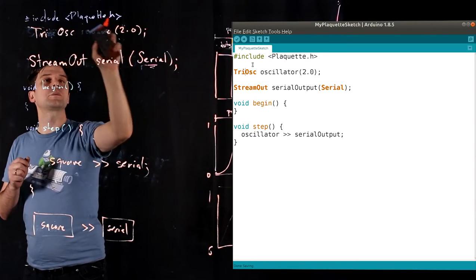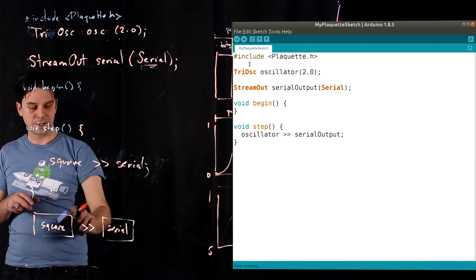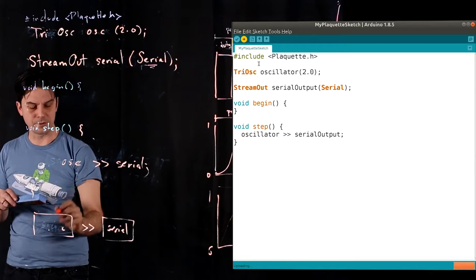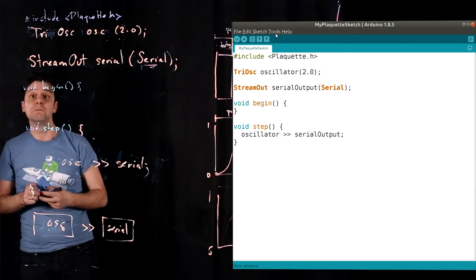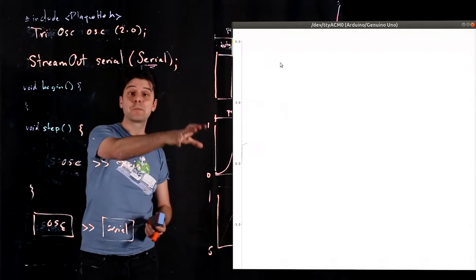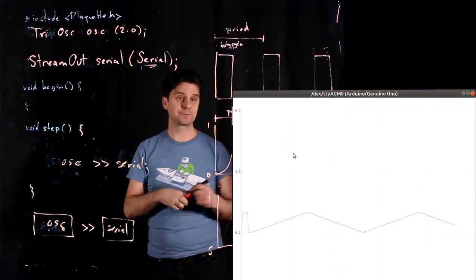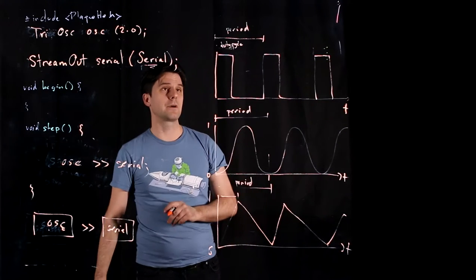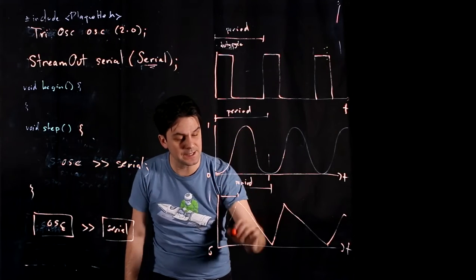And of course, here I should probably rename that because it's no more a square. I'll just write oscillator. And here, I'll send this oscillator value to, for example, in this case, a serial port. And using the serial plotter, you'll be able to see in real time the signal that is being generated.